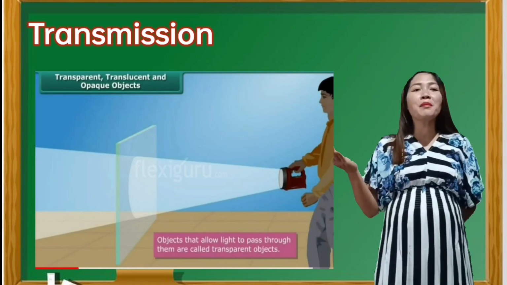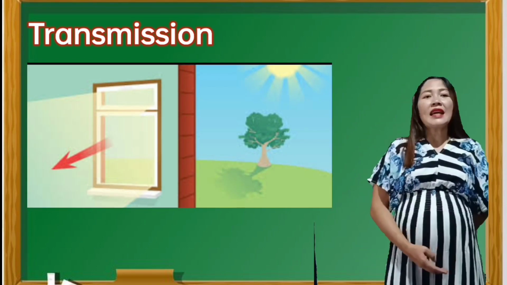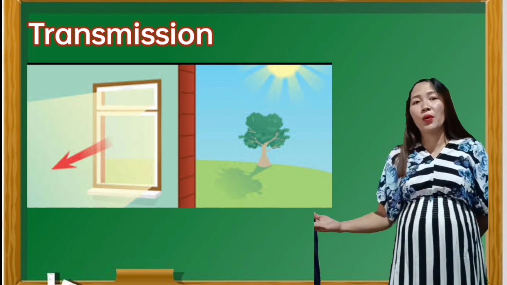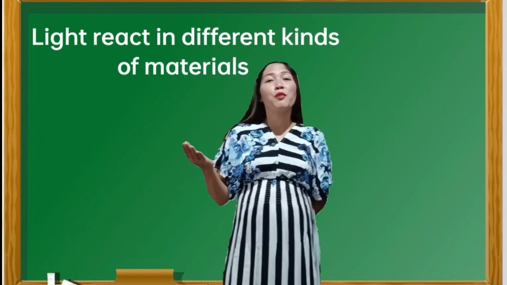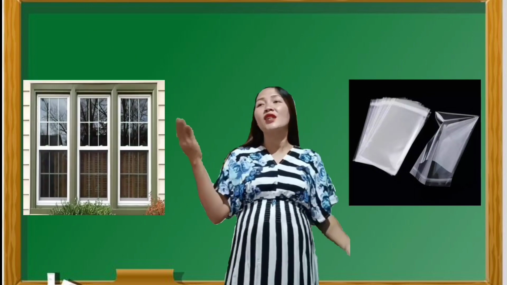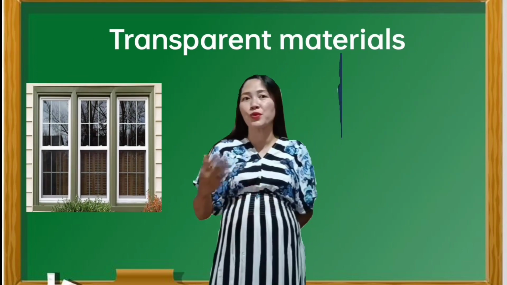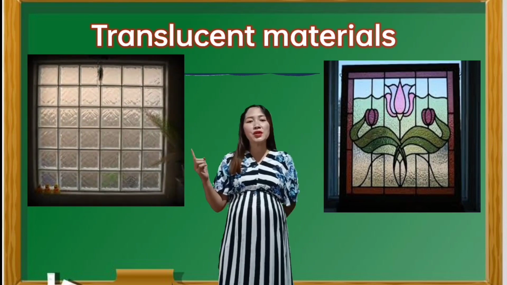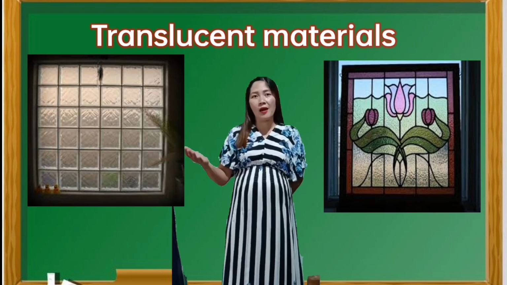Transmission refers to the passing of light through some materials. For example, when light passes through a glass window, it is transmitted to the other side. As you can see in the picture, light reacts differently with different kinds of materials. Materials like cellophane or a glass window are examples of transparent materials, and they allow light to pass through them. Translucent materials like stained glass and frosted windows allow some light to pass through them.